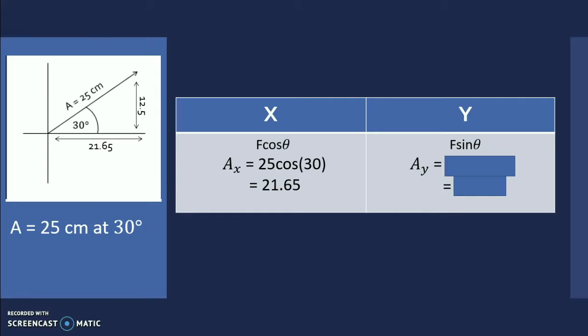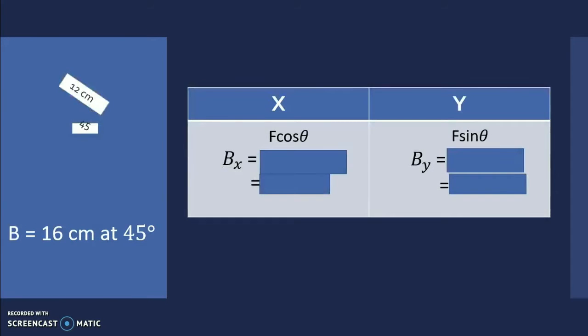And for our y component, since it is opposite to the hypotenuse, we can use the sine function. Having the formula F sine theta, we can substitute our values, getting 25 sine 30, which turns out to be 12.5.